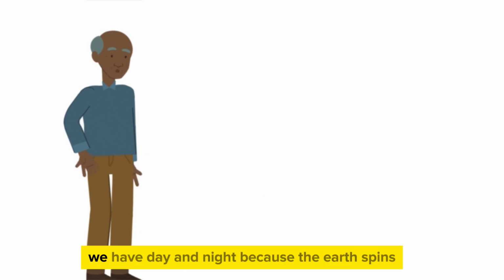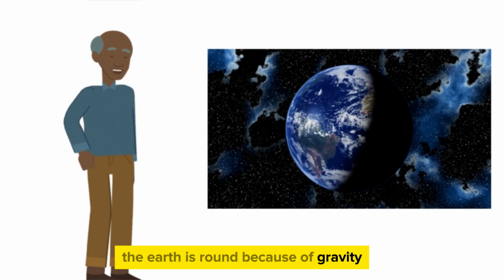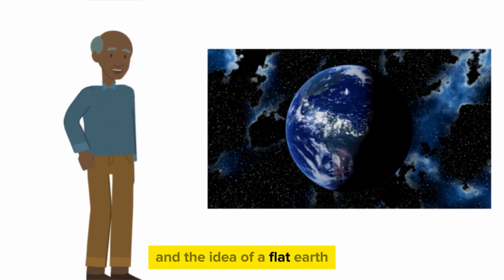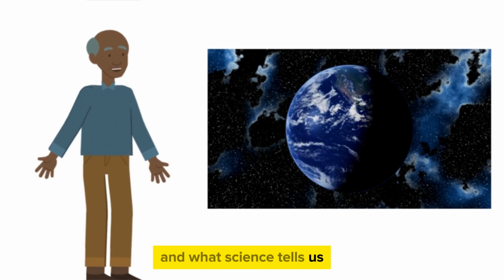So, to sum it up, we have day and night because the Earth spins. The Earth is round because of gravity. And the idea of a flat Earth? It just doesn't fit with what we see and what science tells us.